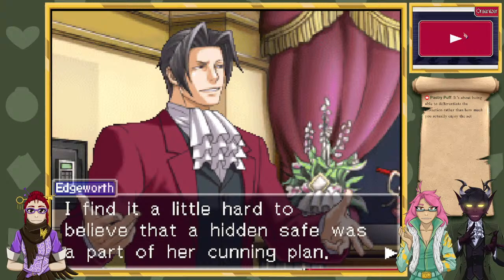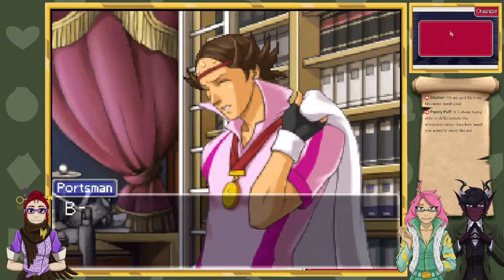The medal's in limbo. I found it a little hard to believe that a hidden safe was a part of her cunning plan. The medal he has, a gold medal for limbo champion. That's the only explanation.